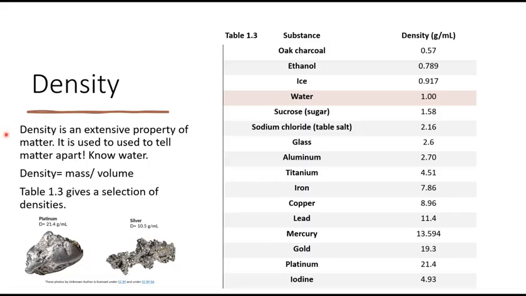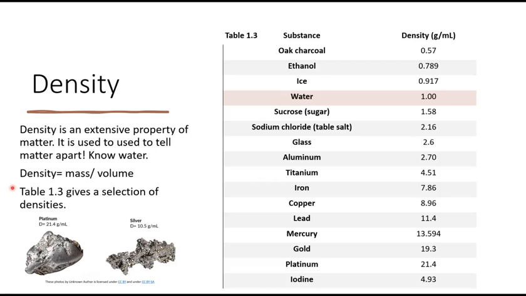Density. Density is an extensive property of matter. It is used to tell matter apart. Make sure that you know the density of water and, of course, the density equation. The density equation equals the mass of the substance over the volume of the substance.